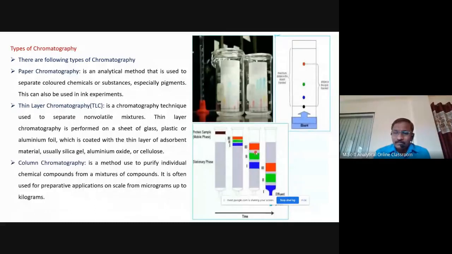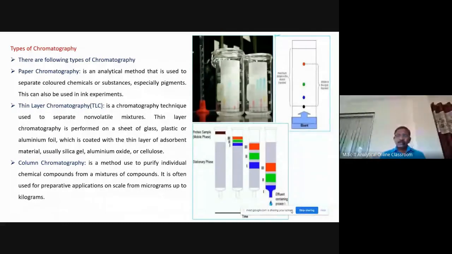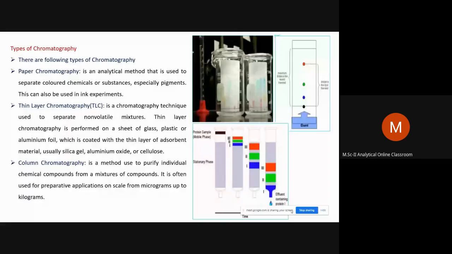And on the basis of mobile phase solubility, we observe the separation, and we can remove the effluent and collect it. So mostly for proteins as well as mixtures, we have to separate them, because we know that when we carry out an organic reaction, the separation is carried out by using column chromatography. So this part is also very important. At least one column every student should do in his project work.